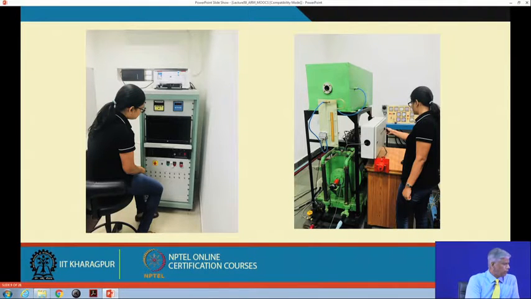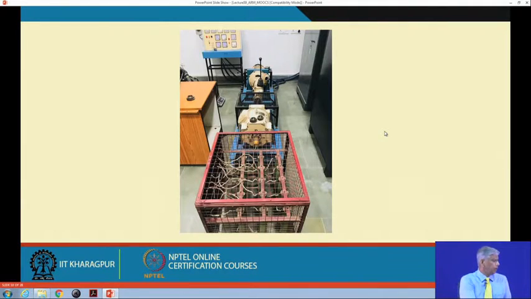This is the control panel of that same engine, where the student, and of course this engine is connected to an eddy current dynamometer where all the load tests can be done, the efficiency calculations could be done, and then you can see this Morse test where one of the engine cylinders is being misfired.